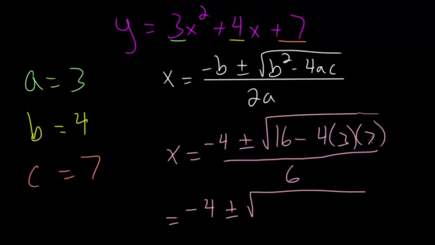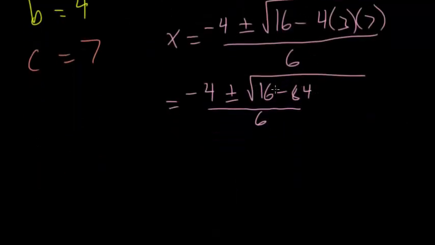And 12 times 7 would be 70 plus 14, which is 84. So we get 16 minus 84 underneath the square root, all divided by 6. And the 16 minus 84, this is going to evaluate to something negative. So let's pull this over here.